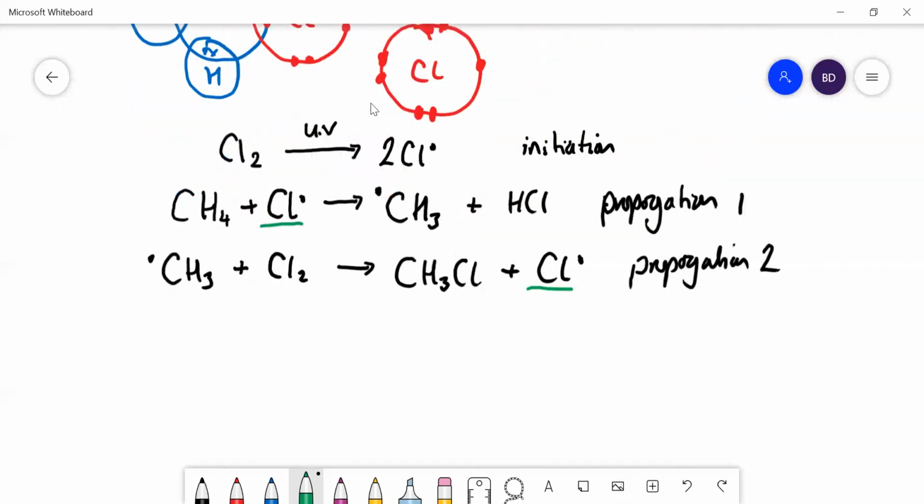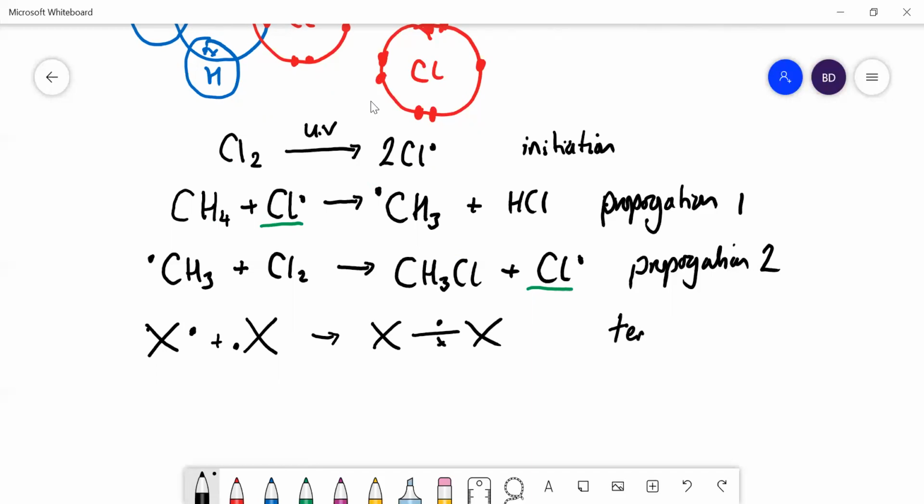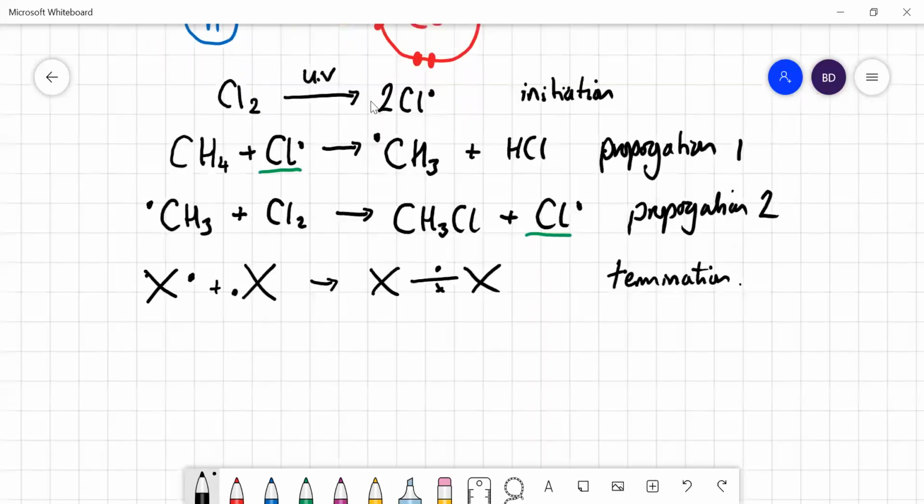Right, so how does it ever end then? Well, you might have guessed how it ends: when you get two free radicals together. So imagine you had X as a free radical with a dot, and another X as a free radical with a dot. If these two react together, then you would form a covalent bond between the two X's. And that reaction is called termination. So there are a lot of different termination reactions possible.